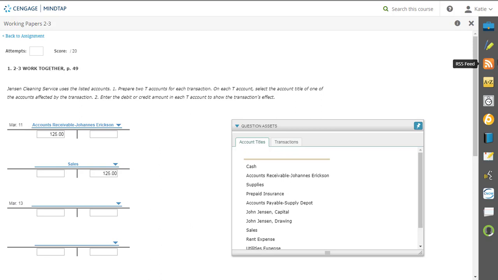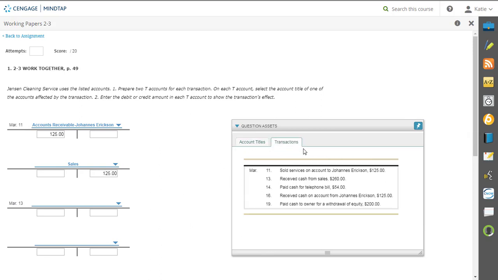Bing, bing, bing. First one done. Yay! Transaction 13. Receive cash from sales. Isaiah, what's an account you hear in that one? Cash. Do we have more cash or less cash? More cash. What type of an account is cash, Isaiah?